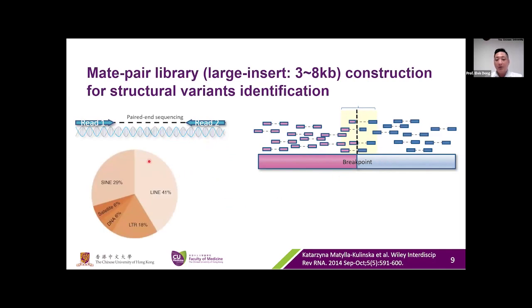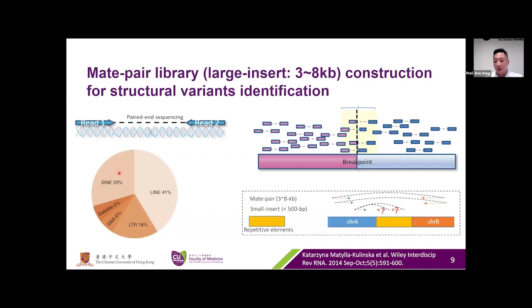But the problem is that for human structural variants, a lot of them, or most of them, are mediated by repeat elements. Using this diagram, you can see that repeat elements inhibit aligning the region to a unique location. If we have a read that originates from a repeat element, we can't tell whether this read aligns to this repeat element, or to chromosome B, or to chromosome C. But if we enlarge the DNA size to 3 to 8 kb, we might get rid of this repeat element, resulting in increased sensitivity of this analysis.